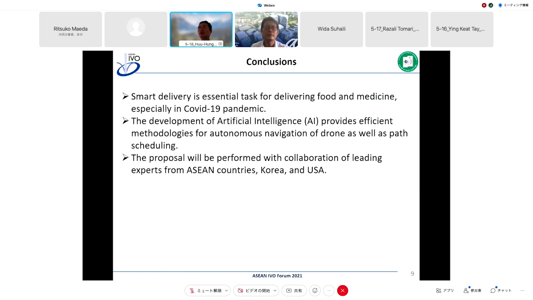Smart delivery is an essential technology for delivering food and medicine, especially during COVID-19. And developing AI can provide efficient methods for autonomous navigation, as well as fast scheduling in the smart delivery system.